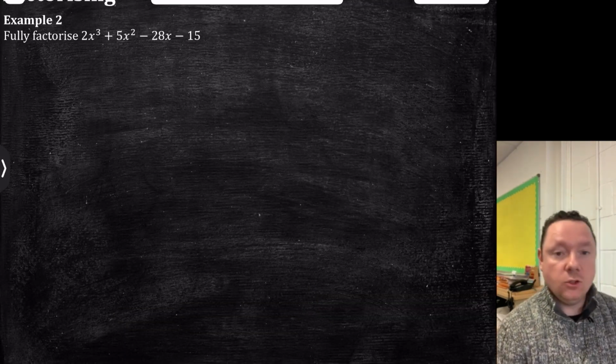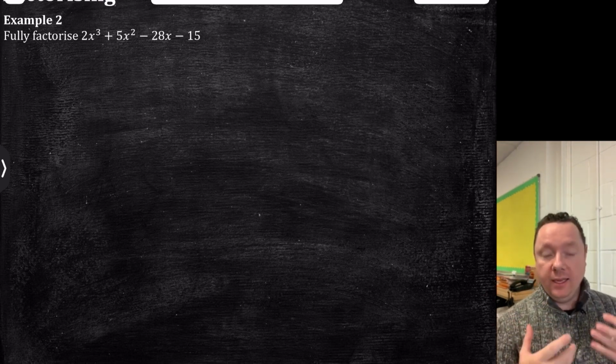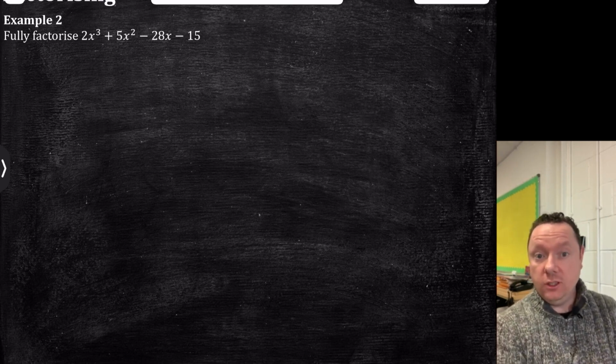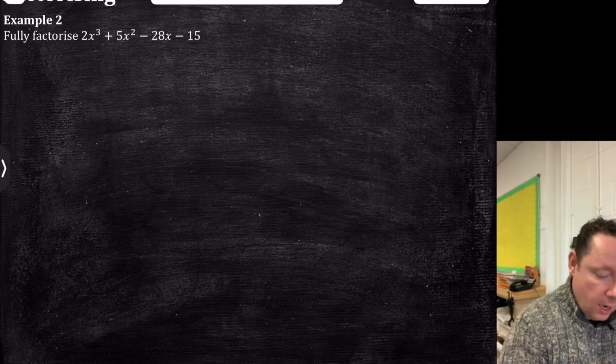Now, the problem with a cubic is we need to know one factor first, or a root. And the easiest way to do that is just to sub in numbers until we get an answer of 0, because that means that you've found a root and you've found a factor. So you just trial and error here. You start with 1, then minus 1, 2, then minus 2, 3, then minus 3, and so on. I'll do a few for you.